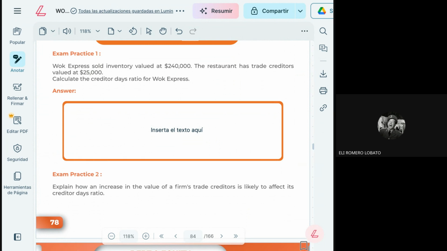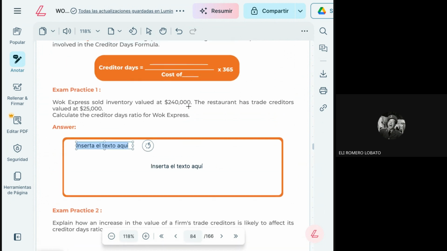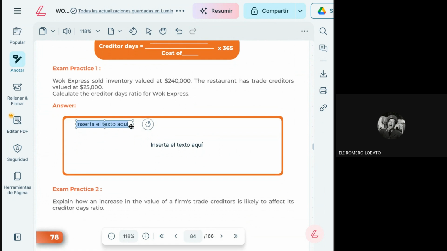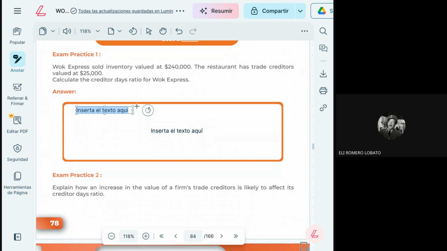Book Express sold inventory valued at $240,000. The restaurant has trade creditors valued at $25,000. Calculate the creditor days ratio. The only thing that we need to do here is follow the previous formula that you already completed, of course. You are going to calculate this.